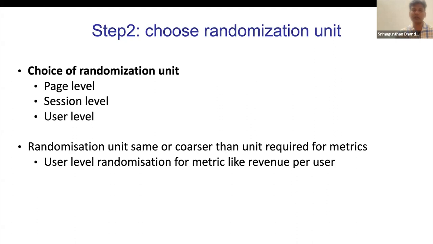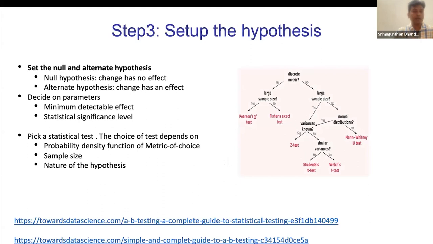And the third step is to set up the hypothesis. Now you have the success metric, and you also know how to create the treatment and control. Then you will set up your null and alternate hypothesis. As you know from statistical inference, you can only reject the null hypothesis or fail to reject. So whatever you want to achieve, you will set up the opposite statement as the null hypothesis, saying that the change has no effect, and the alternate hypothesis, that the change has an effect.